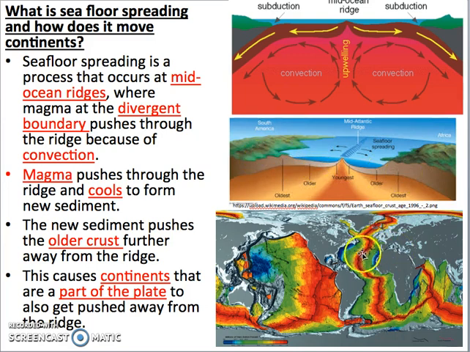And the most famous example of this happening is the Mid-Atlantic Ridge, which is right here between North and South America and Africa and Europe. And here you can see the red is where there's new crust forming, and this plate is moving in this direction, and this plate is moving in this direction, and it's happening because of seafloor spreading.